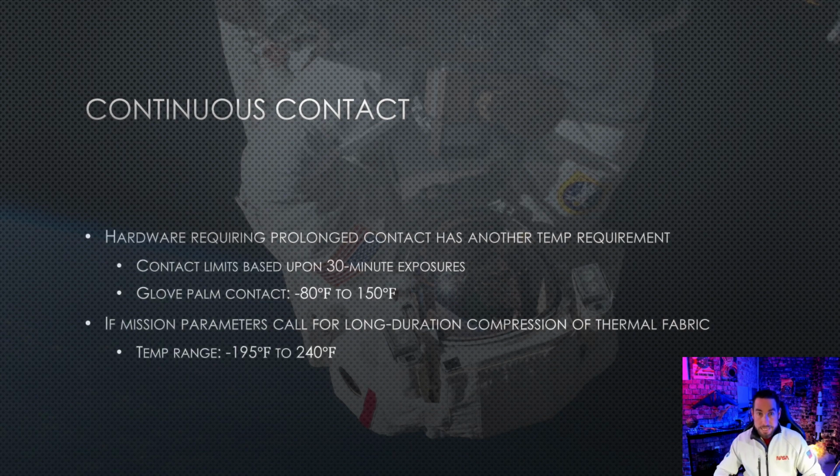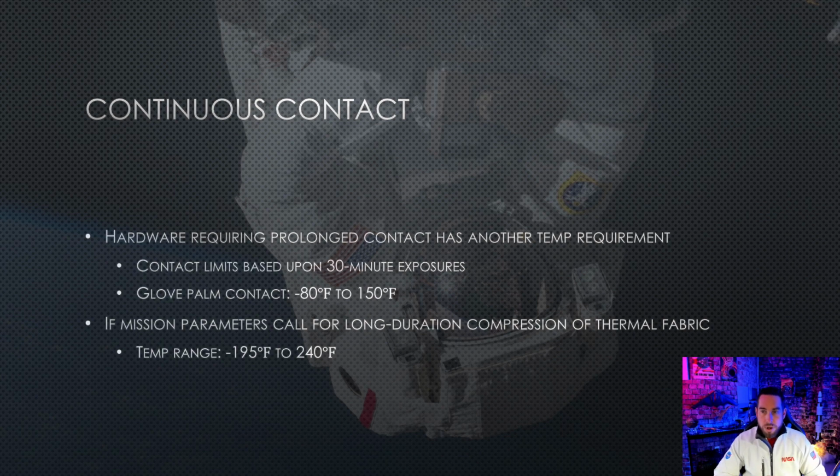Now for continuous contact, there's another set of temperature requirements. So for inadvertent, there's a pretty wide range. But if hardware or equipment is going to require prolonged contact, based on 30-minute exposures, they have to stay within a temperature range of minus 80 to 150 degrees Fahrenheit if there's going to be glove-palm contact. So if the astronaut has to reach out and grab something, that equipment has to remain within minus 80 to 150 degrees Fahrenheit. In this range, it won't harm the crew or the suit if they have to hold on to it for 30 minutes at a time. The gloves are going to be thick enough for that.